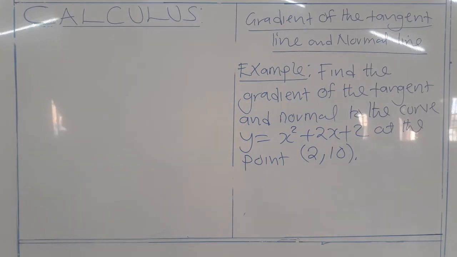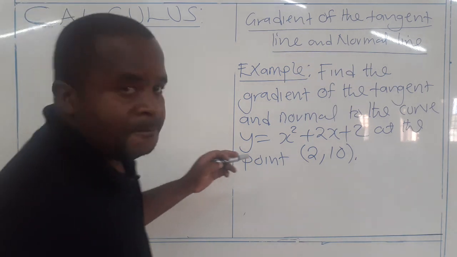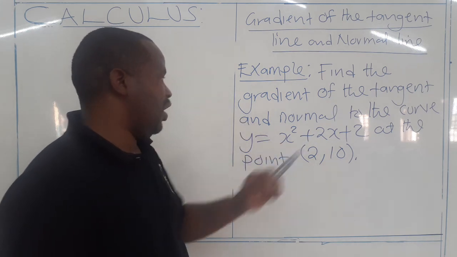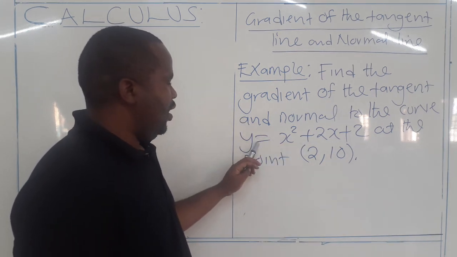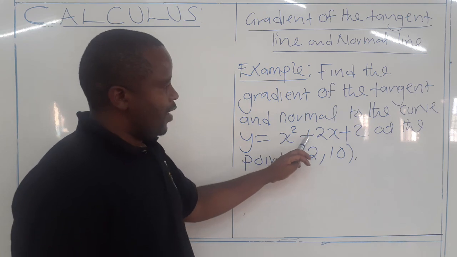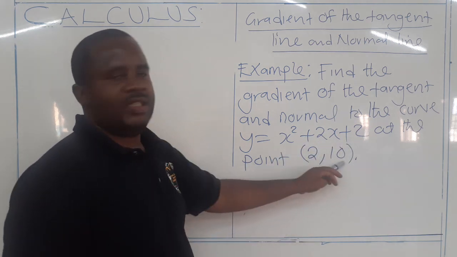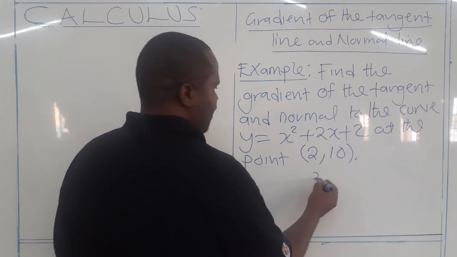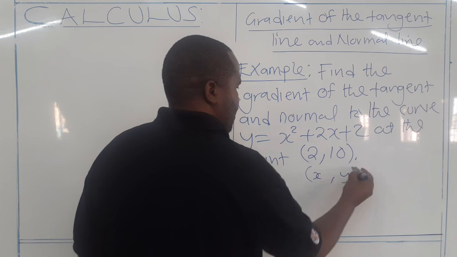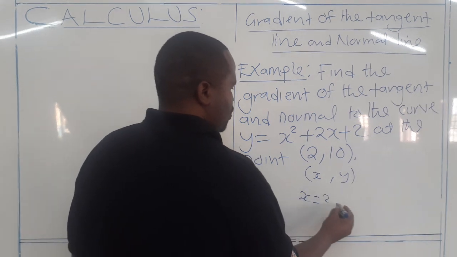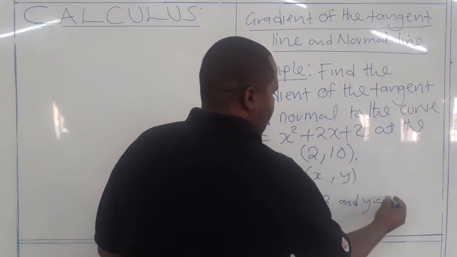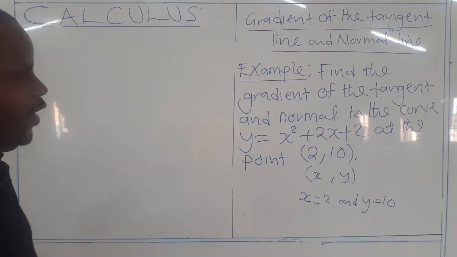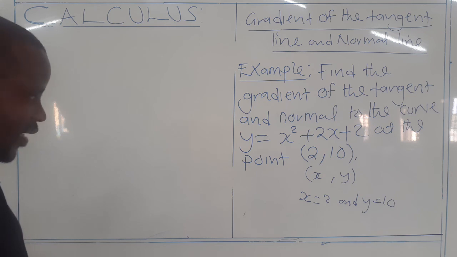Let's look at the example that we have. Find the gradient of the tangent and the normal to the curve y is equal to x squared plus 2x plus 2 at this point. Take note, by this point we mean this is x and this is y, so x is equal to 2 and y is equal to 10 at that point. How do we find the gradient of the normal and the tangent?